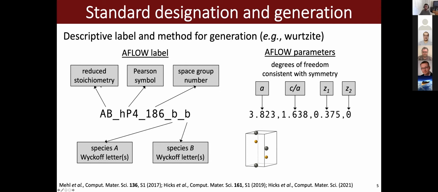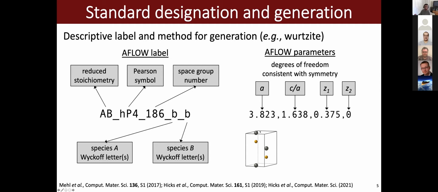The first field is the reduced stoichiometry. One thing I should mention is this is for the Wurtzite structure in particular, so it's a 1-to-1 ratio of the species. The Pearson symbol is HP4. The third field is the space group number, and the subsequent fields are the Wyckoff letters associated with each species. For example, species A has Wyckoff letter B, and species B also has Wyckoff letter B.